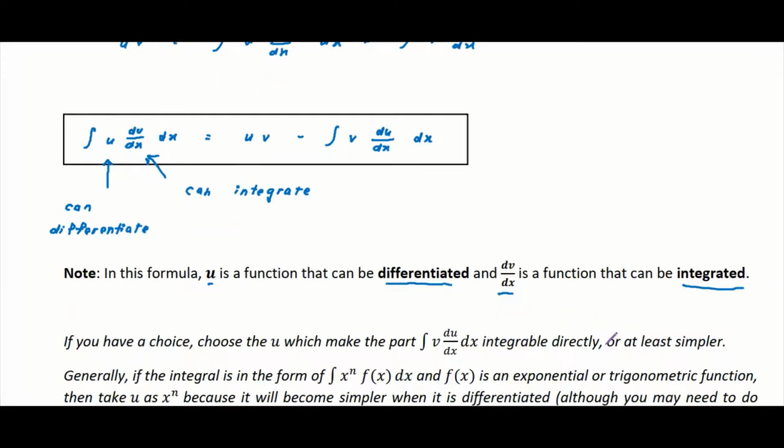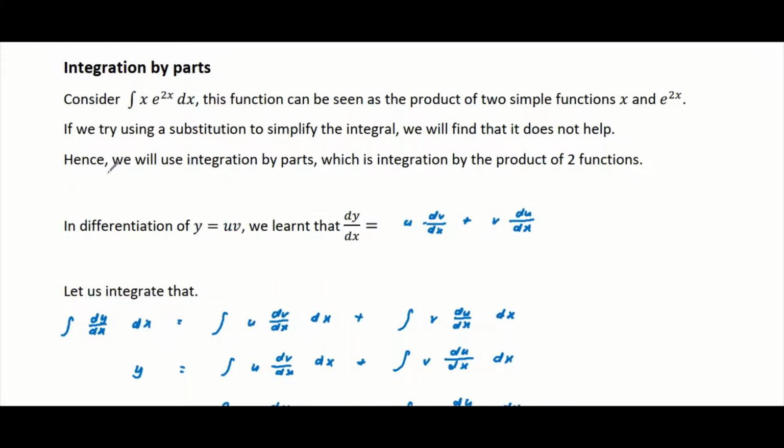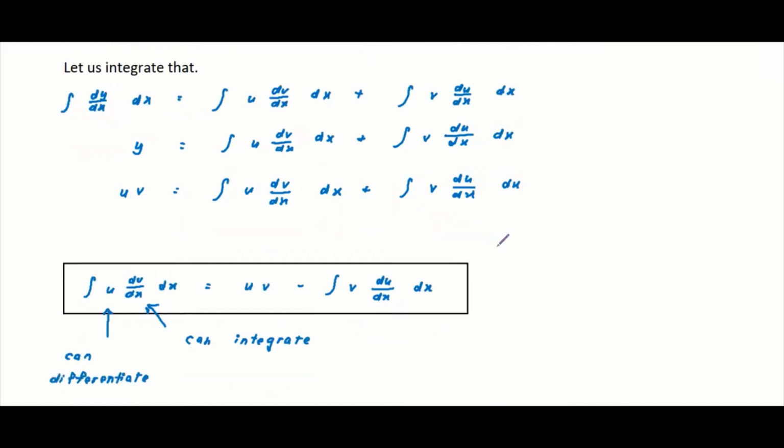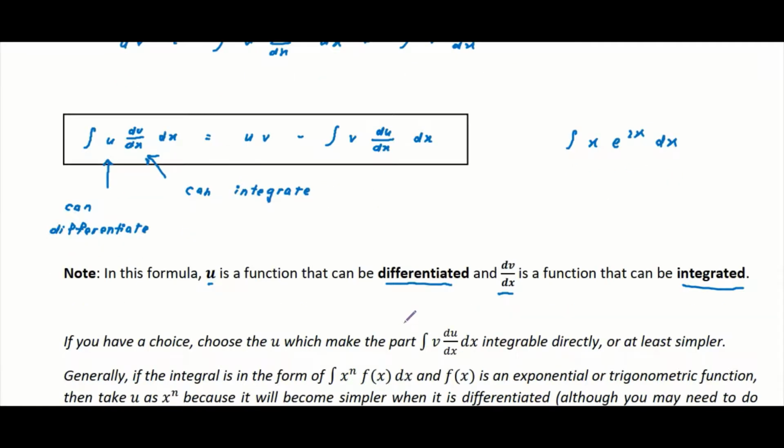Okay, so when you see the example that we have here, which is x and e to the power of 2x, when you look at these two terms, you can realize that both of these can be differentiated and can be integrated as well. I can differentiate x, and I also can integrate x. I can differentiate e to the power of 2x, and I can always integrate e to the power of 2x as well. So if you have a choice, how are you going to do that?